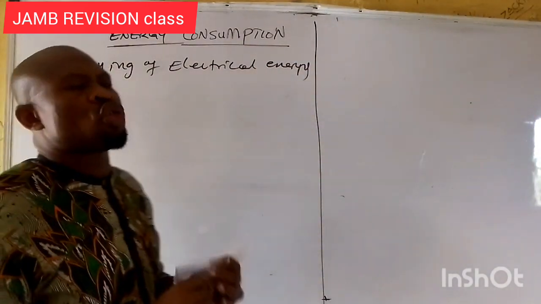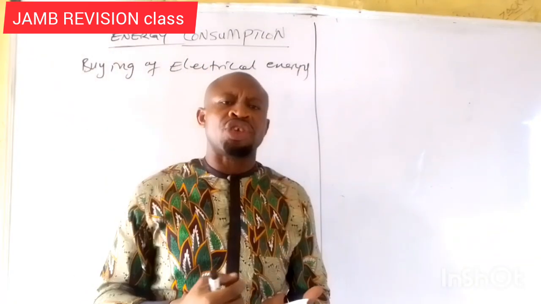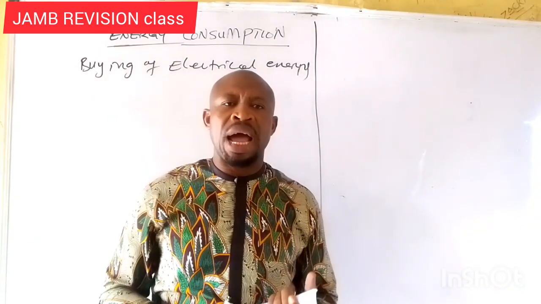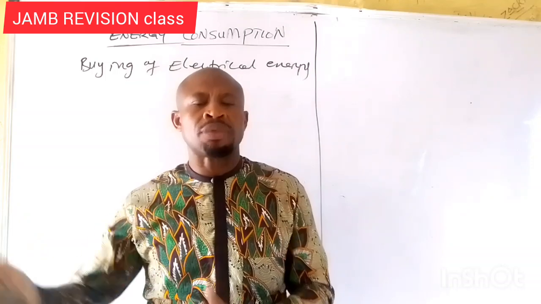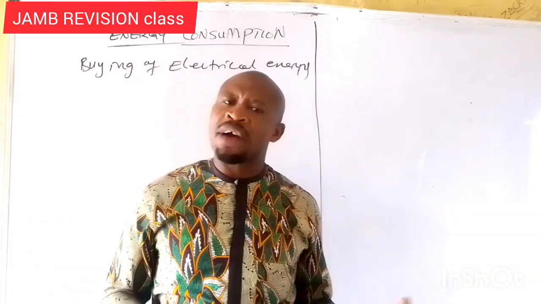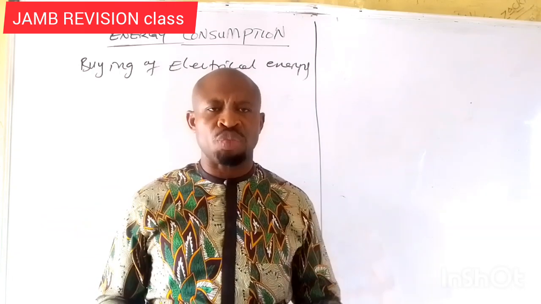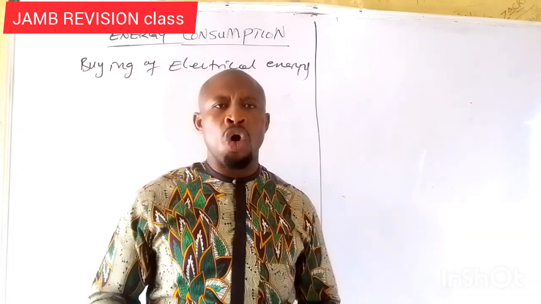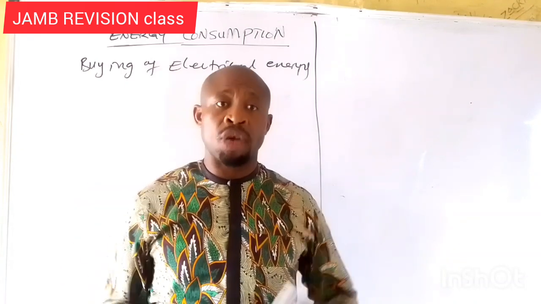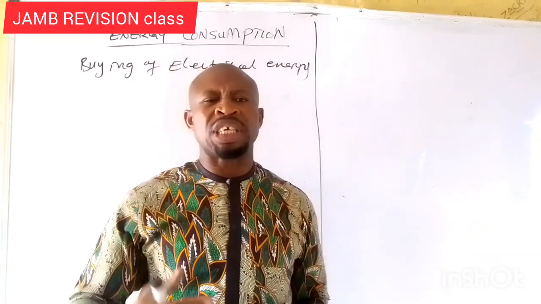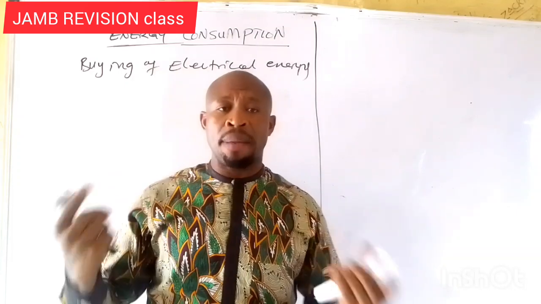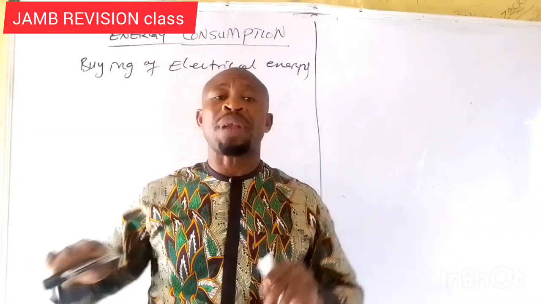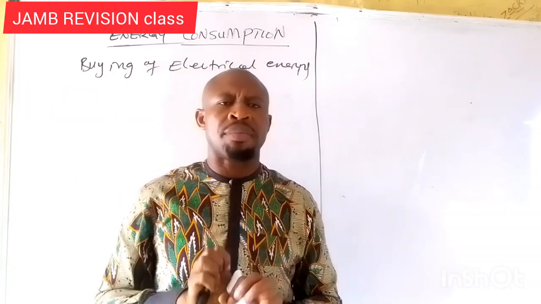Now, this buying of electrical energy, for example in Nigeria, the electrical energy consumed is supplied by so many companies. For example, we have the Enugu Electricity Distribution Company, located in Enugu, then the Eko Energy Distribution Company, located in Lagos. We have the Abuja Electricity Distribution Company, and the Benin Distribution Company, and all the rest of them, about 11 of them in Nigeria.